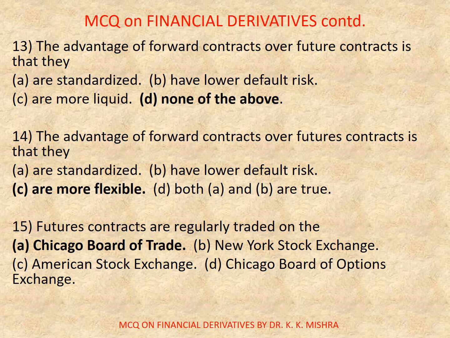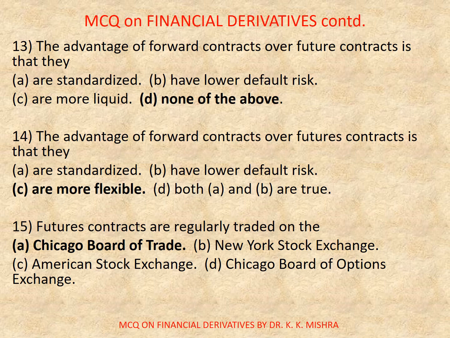Question number 13. The advantage of forward contracts over future contracts is that they, options are A. Are standardized. B. Have lower default risk. C. Are more liquid. D. None of the above. Correct option is D. None of the above. Question number 14.